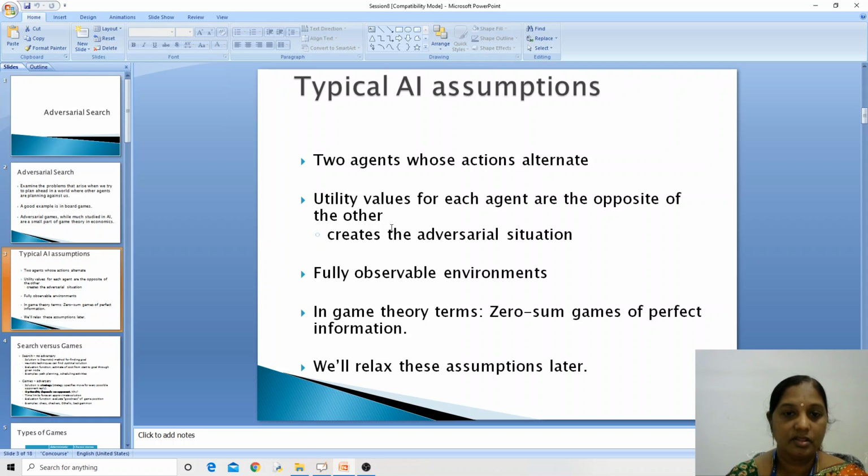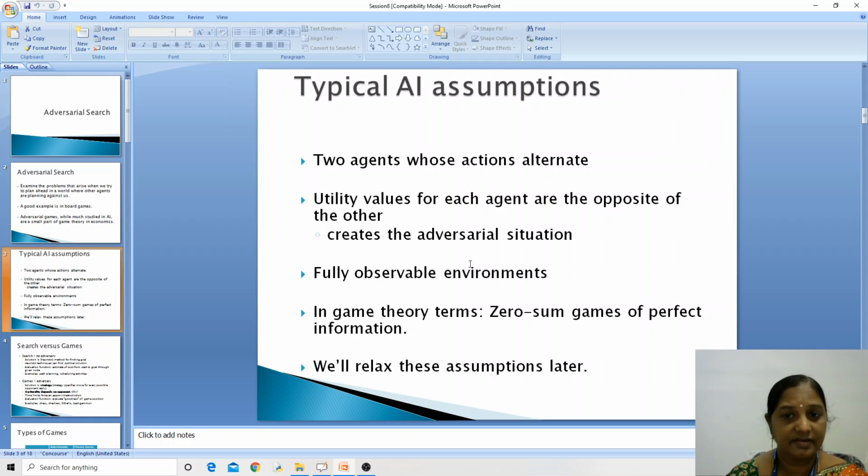For example, if you win the game, what is the status of mine? I lost the game. If I win the game, you lost the game, and a tie may also occur. So what are the utility values for a game? Either 1, -1 or 0. What do 1, -1 and 0 indicate? 1 indicates a win, -1 indicates a loss, and 0 indicates a tie between those two agents.